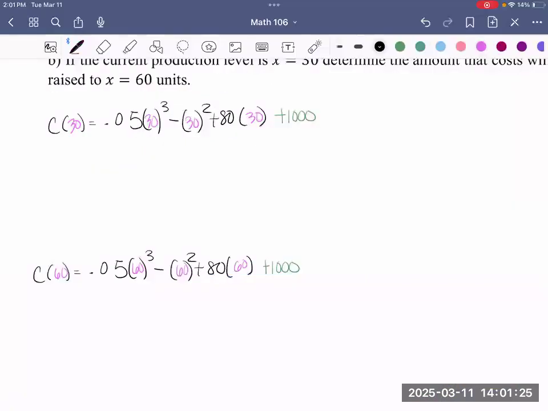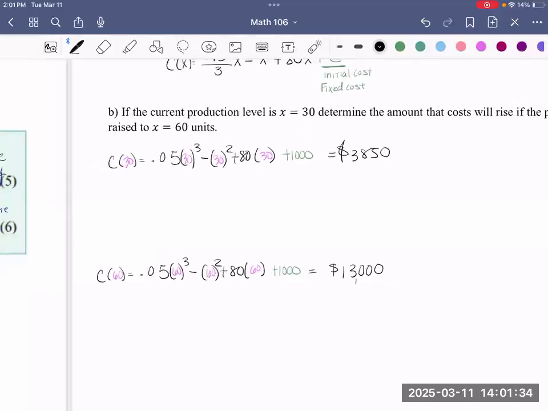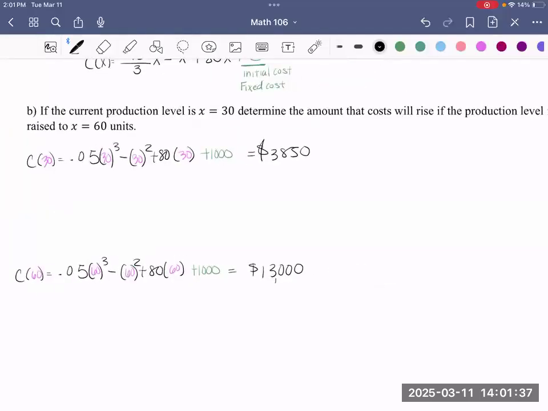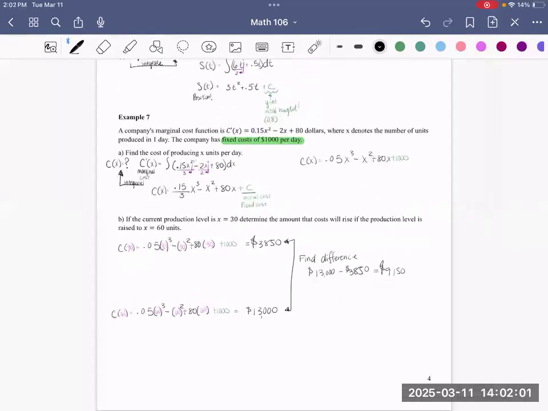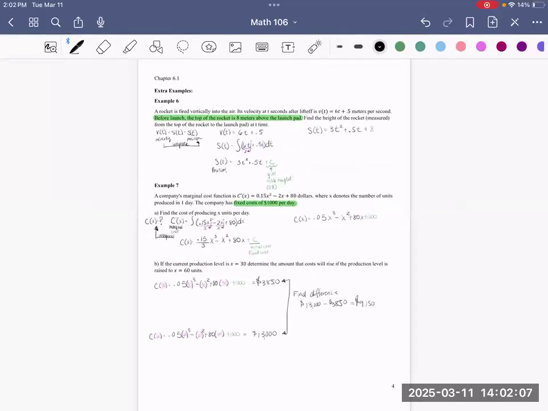So let's go ahead and write those in. We said 3,850 and 13,000. And if we want to determine how much costs will rise over that time, we are looking for the difference between the two. $13,000 minus 3,850. That would be 9,150. And there you go. So hopefully that basic intro to integration, you feel a little bit better, and how to find C as well.